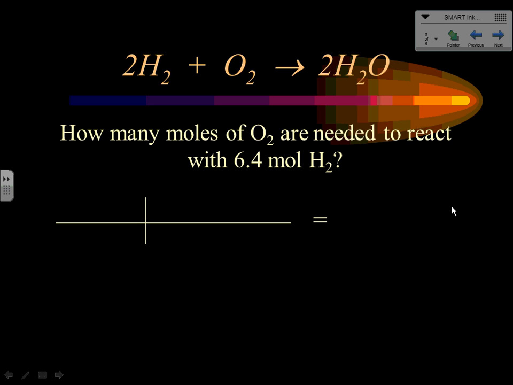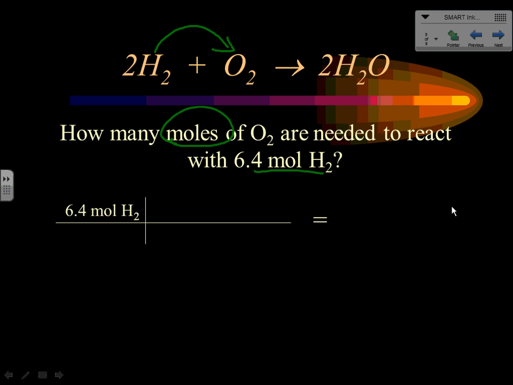Now here is a typical simple 1-step dimensional analysis stoichiometry problem. How many moles of oxygen are needed to react with 6.4 moles of hydrogen? Notice they're asking me to go from one substance to another. I'm going from amount of hydrogen to amount of oxygen. So since I'm going from one thing to another, that's stoichiometry. Well, why is it 1 step? Because remember, my balanced equation is dealing with 2 moles to 1 mole to 2 moles. They're telling me ratios of moles. So if I'm in moles and asked to find moles, I can do that in 1 step.